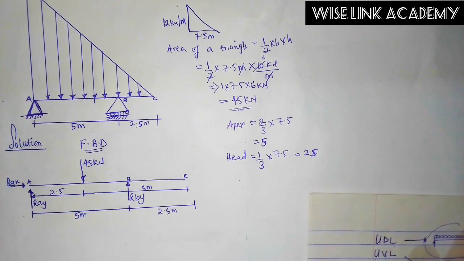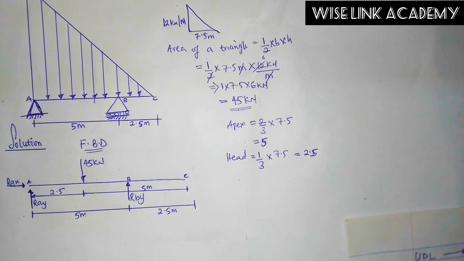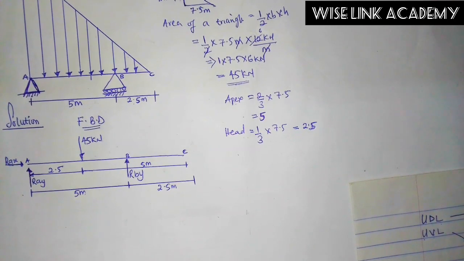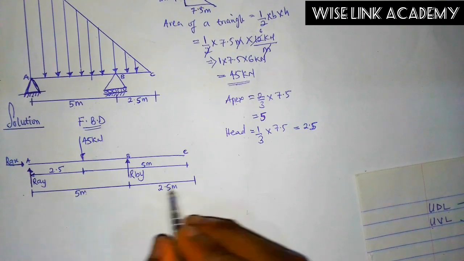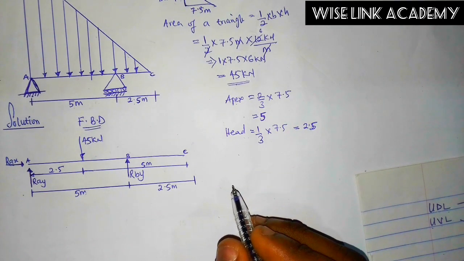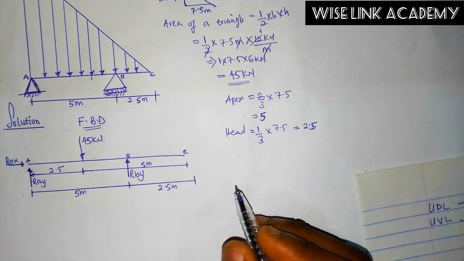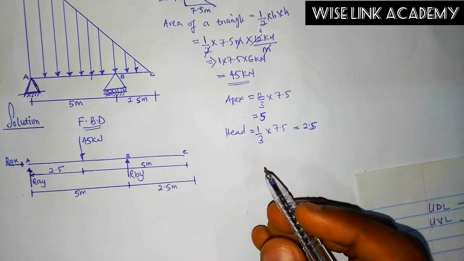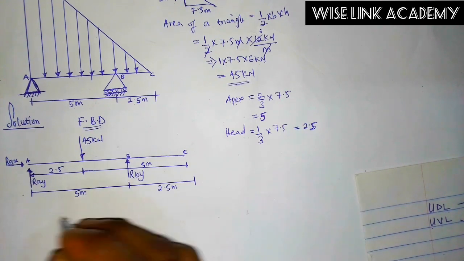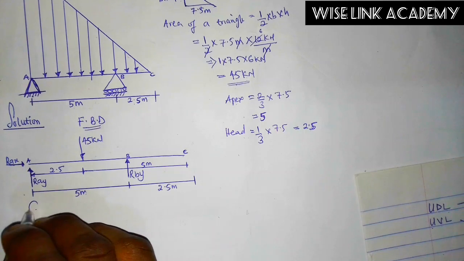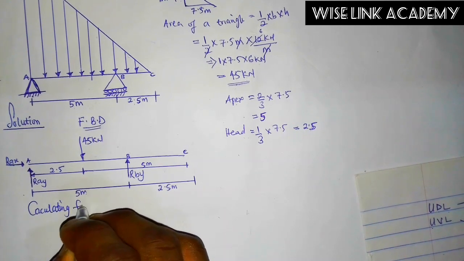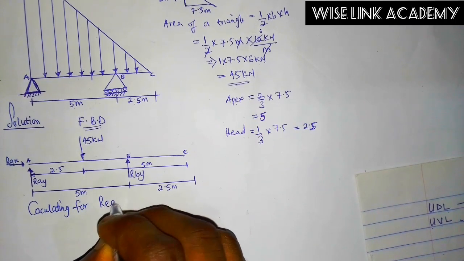So now if I proceed, I'll be having this. I want to find my reaction now. That's the next thing to do. Finding my reaction, we can find our reaction using the law of equilibrium, which says summation of H is equal to 0. Let's start with that. Calculating for reaction.